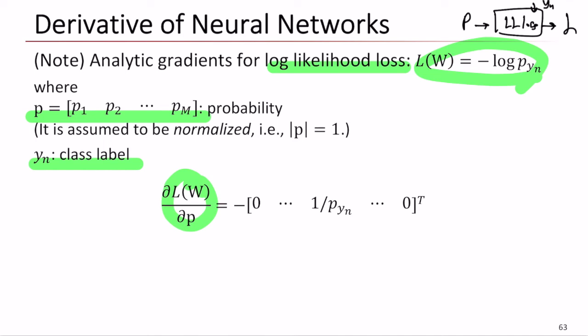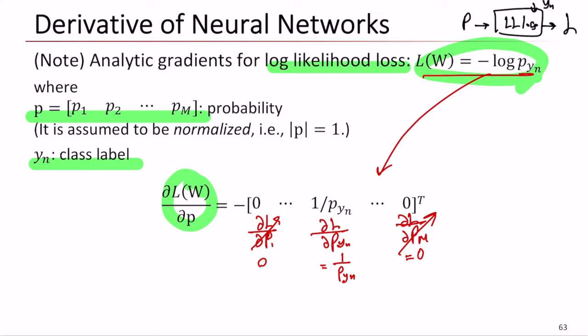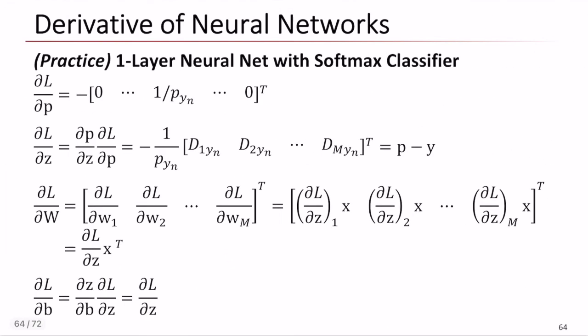How? L over p1 is just 0. And L over p_yn is just negative 1 over p_yn. And the other terms are also 0. Let's say, for example, p_m is going to be 0 by definition. Then your local gradient for the log likelihood is going to be negative 0, 0, 0, 0, 0, 1 over p_yn for the y_nth index, and 0 otherwise.